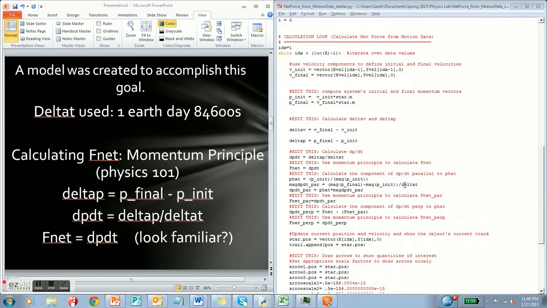I use the momentum principle as shown on the left to calculate net force by using the observed position and the time values to find the change in velocity, then used velocity info to find the change in momentum. As we already know, the change in momentum over change in time is net force. You can see this all written out in the code under the while loop, where I have velocity initial and velocity final to p initial and p final, and then use that to find dp dt, and dp dt equals net force.